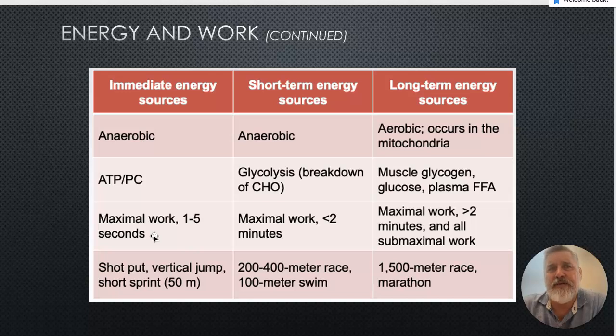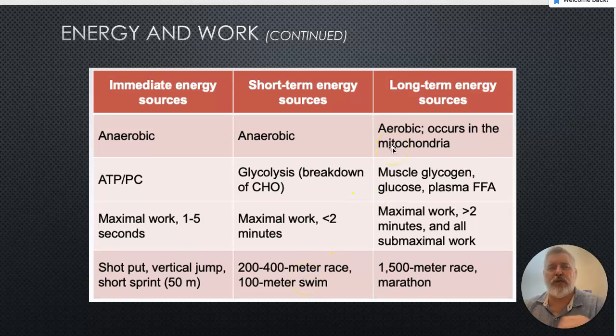So you can also have short-term energy sources that are not immediate, but a little bit longer. Those are anaerobic. We're going to break down carbohydrates, which is glycolysis. And then we're looking at anything max effort for less than 2 minutes. Example, a 200 to 400 meter race, a 100-meter swim. If you're playing a soccer match or ultimate disc, and you sprint to receive the disc or the soccer ball, you can't sprint forever, but you can sprint for 100 meters or so.